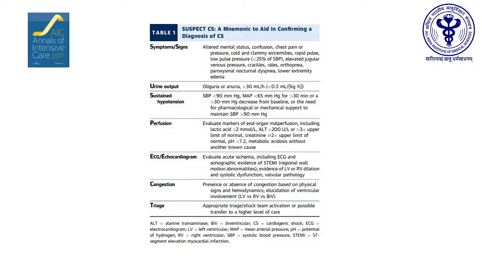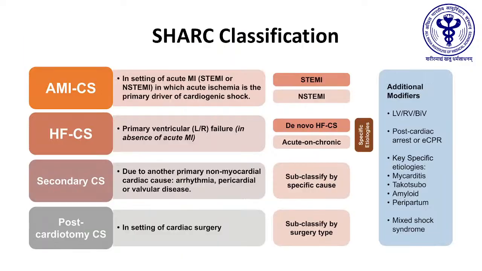Perfusion, defined as lactate more than 2, increase in the liver enzymes, increase in creatinine, and metabolic acidosis with pH less than 7.2. ECG and echocardiogram to know what is the cause of the cardiogenic shock, which includes a STEMI or evidence of LV or RV dilatation causing an acute right heart failure or valvular pathology. Congestion, that is whether the failure is predominantly left ventricular, right ventricular, or biventricular failure, and triage accordingly and decide where to transfer the patient to. That is the end of the 60 minutes.